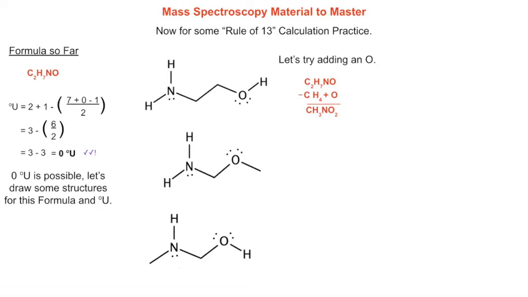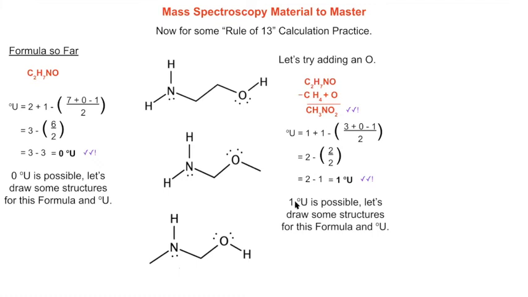Yep, 61, looks good. Now my degrees of unsaturation are 1 plus 1 minus the hydrogens 3, no halogens, and nitrogen, divided by 2. Notice oxygen is not in the degrees of unsaturation formula. So it's 2 minus 2 over 2, 2 minus 1. Oh, we got a degree of unsaturation. Does that seem reasonable? Yeah, that seems reasonable. And I double check my calculation, looks good. And now 1 degree is possible.